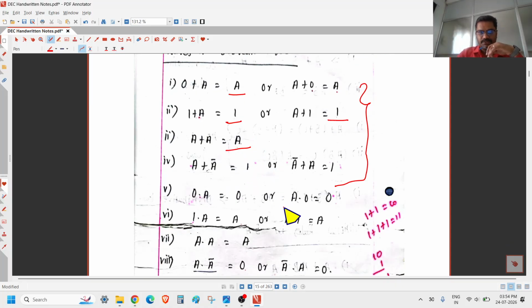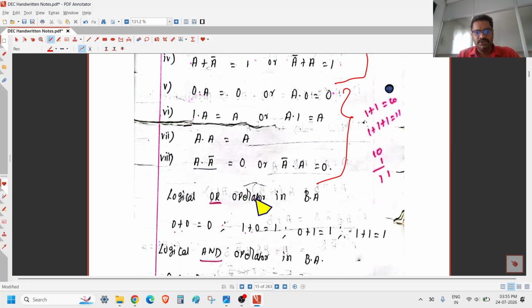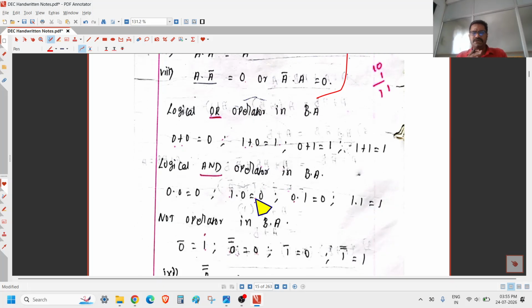Next we are going to discuss the multiplication rules. Dot means multiplication, that is AND. So 0 dot a is equal to 0, or a dot 0 is equal to 0. 1 dot a is equal to a, and a dot 1 is equal to a. a dot a is equal to a, and a dot a bar is equal to 0. So these are the addition and multiplication rules available in Boolean algebra.